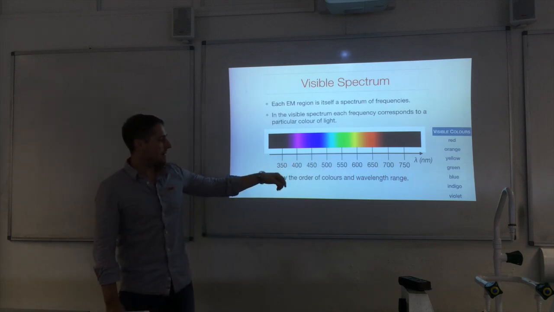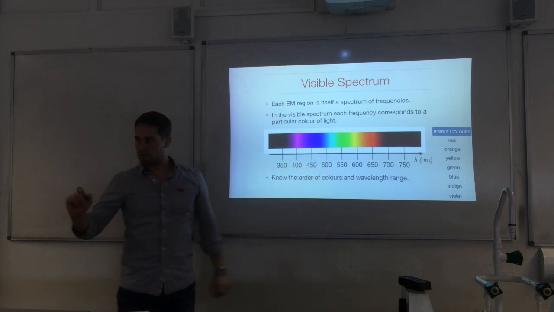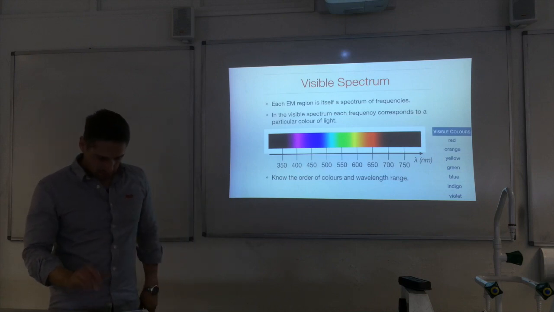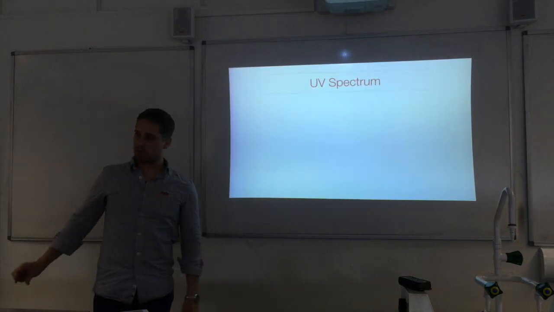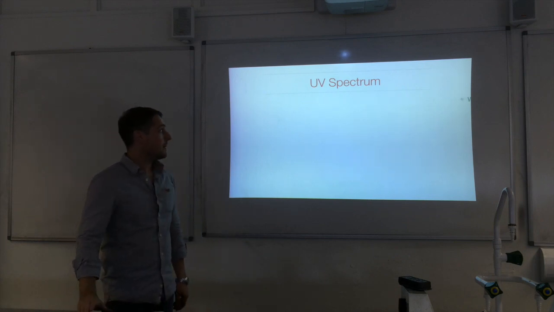And because we're talking about 550 nanometers, that's 5.5 times 10 to the minus 7 meters. Okay? Alright, anyway, that's the visible spectrum. The next spectrum we want to look at in a little more detail is the UV spectrum.